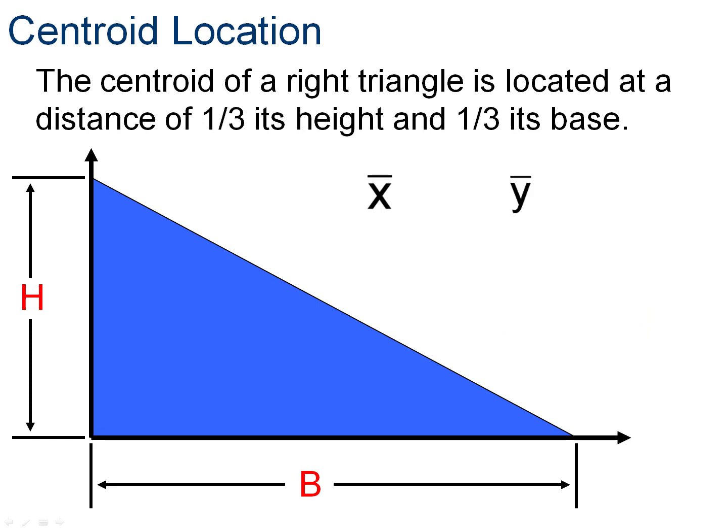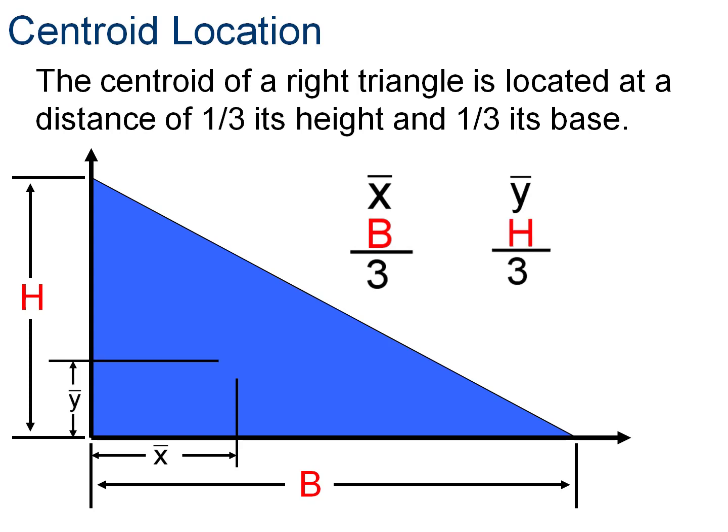Now, a triangle doesn't necessarily have an axis of symmetry. I showed you one that did in the last presentation. But in this instance, a right triangle does not necessarily have that axis of symmetry, so we have to calculate it. So if we were to look at this triangle, where would be the geometric midpoint of it? The formula for X bar is the base divided by 3, and for Y bar is the height divided by 3, or 1/3 of the way up and over.